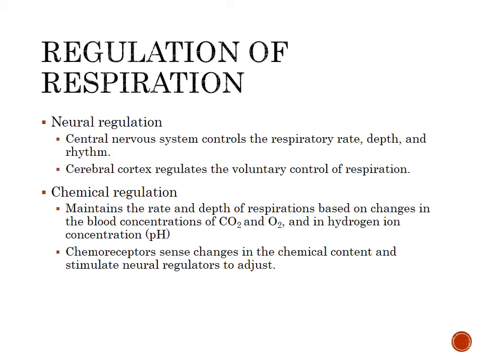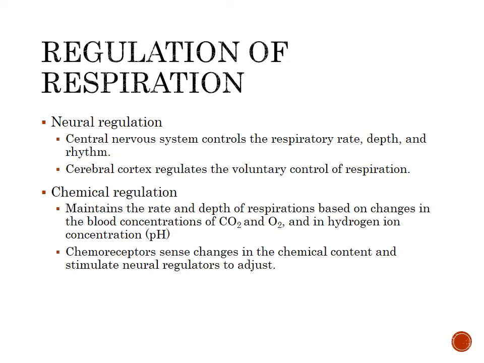Now, regulation of respiration. Regulation of respiration is necessary to ensure sufficient oxygen is coming in and enough carbon dioxide is being eliminated. Neural and chemical regulators control the process of respiration. Neural regulation is controlled by the central nervous system of respiratory rate. It will control the rate, the depth, and the rhythm. The cerebral cortex regulates the voluntary control of respiration by delivering impulses to the respiratory motor neurons by way of the spinal cord.